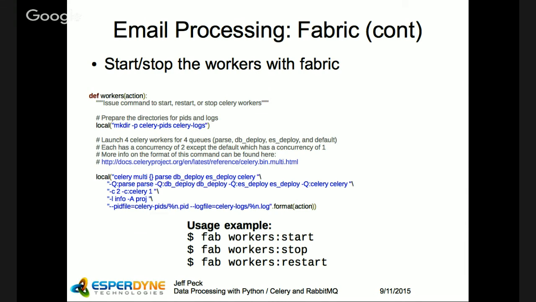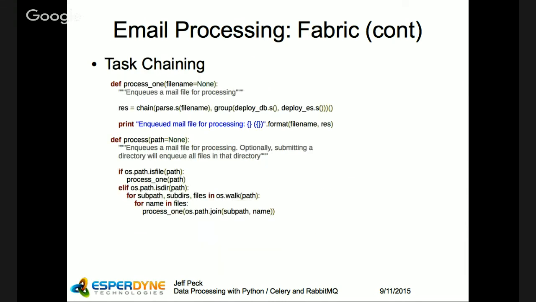So that's that. Finally, we get to the actual task chaining. Just ignoring this for a second, this is basically it. Process 1 is a Fabric function that will process a single file name. Basically, it enqueues this processing task. The processing task starts with parse .s on the file name. The .s is a Celery short syntax to asynchronously start processing this thing, to basically put it into the queue.